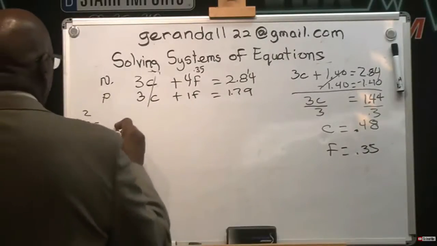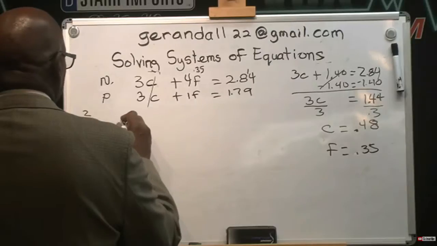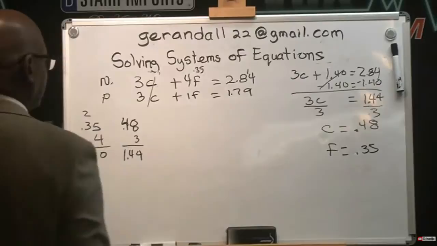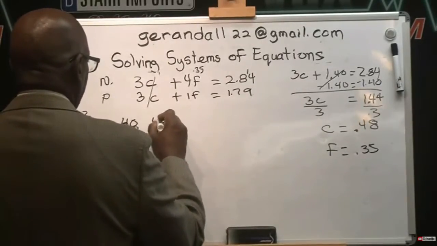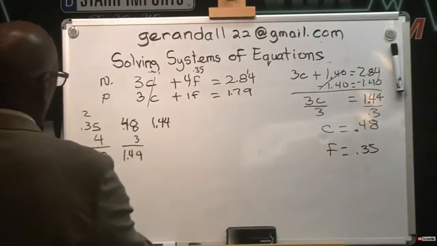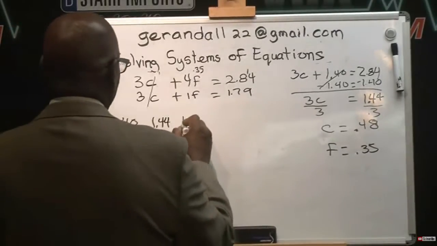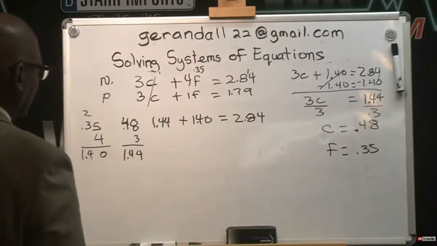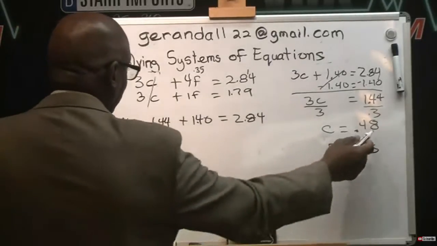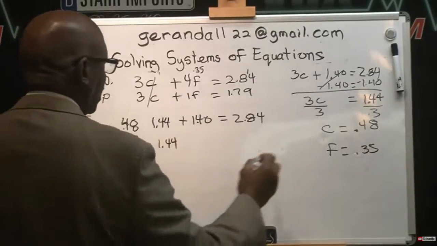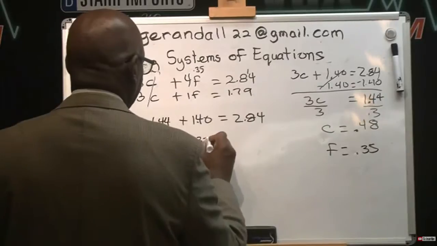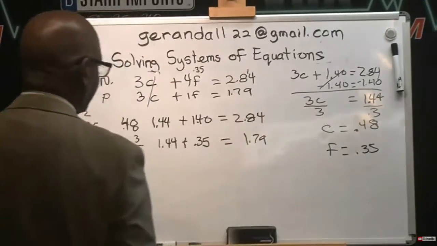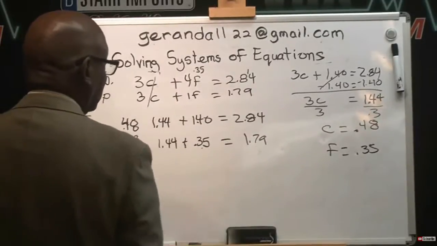Okay. 3 times 48 is $1.44. And we're doing the top equation. So that's 144. Then the fruit roll-up, 35 cents, right here, 140. That's one true statement. Okay? We already know 3 times 48 is 144. And only one fruit roll-up, 35. And when you add these together, that equals 179. You got two true statements.